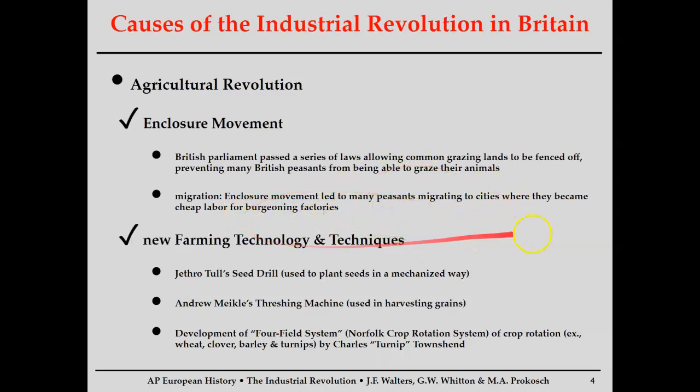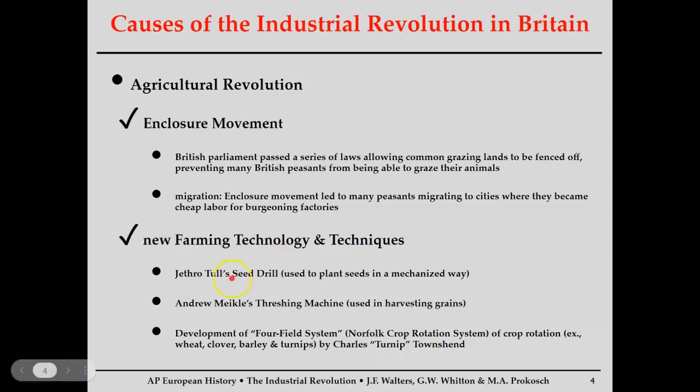So basically what this is going to now do is the enclosure movement is going to dramatically increase the population of English, Scottish, and some Welsh cities, and that will eventually be the means of having cheap available labor for eventually what we'll call factories. That's huge. All right, next, the agricultural revolution will include some new technological advancements, so I'll try to make these as short as possible.